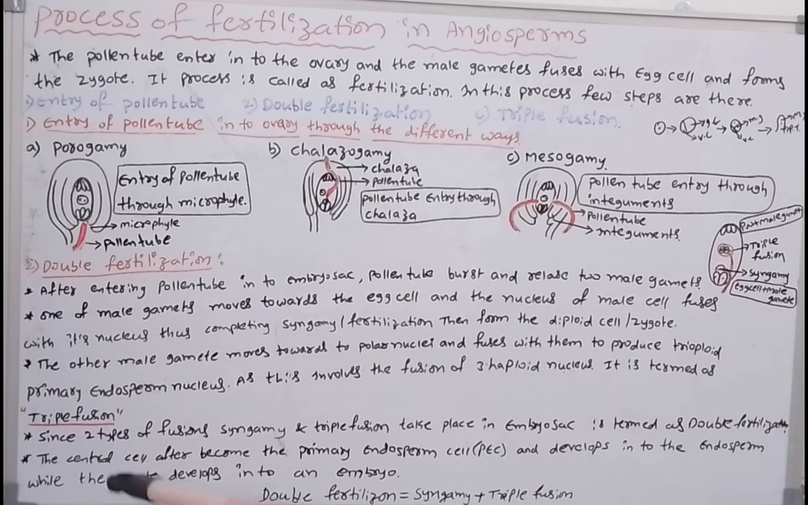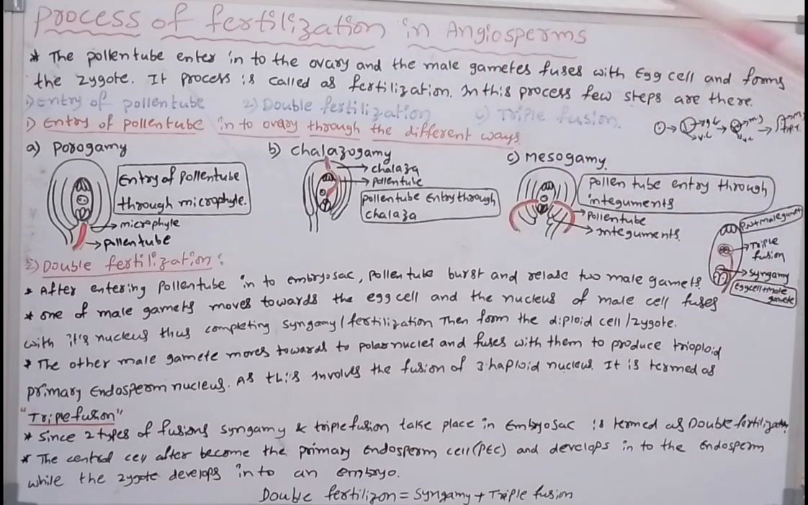Next one, the central cell becomes the primary endosperm cell and develops into endosperm. The polar nuclei and male gamete fuse and form the primary endosperm nucleus. This primary endosperm nucleus develops into the endosperm, while the zygote develops into an embryo. Here, the egg cell and male gamete fuse and form the zygote. This zygote develops into the embryo, and the primary endosperm nucleus develops into the endosperm.